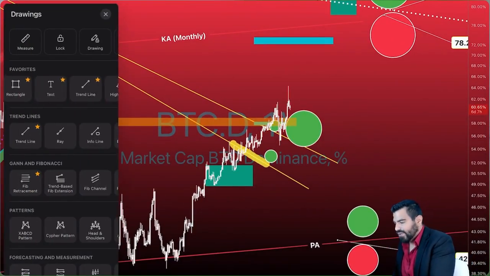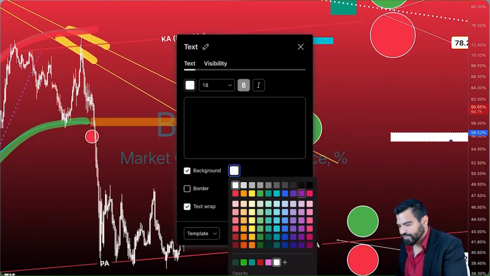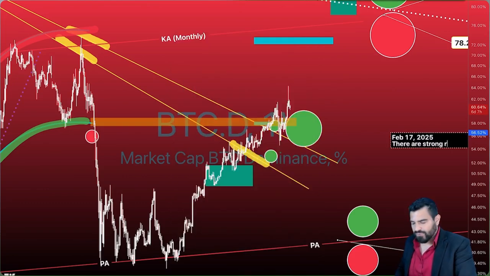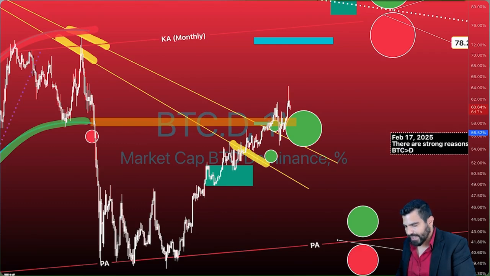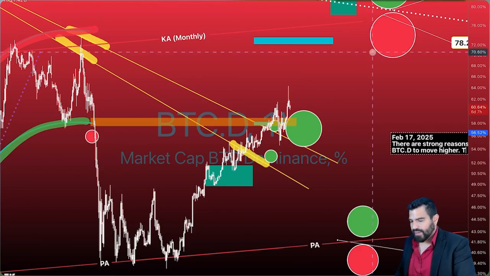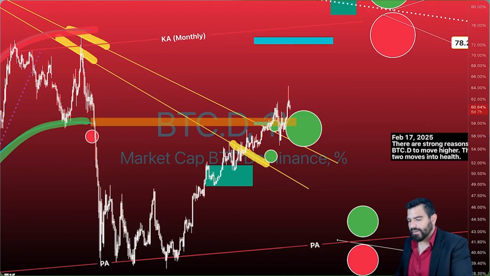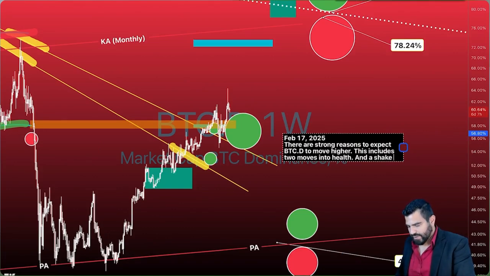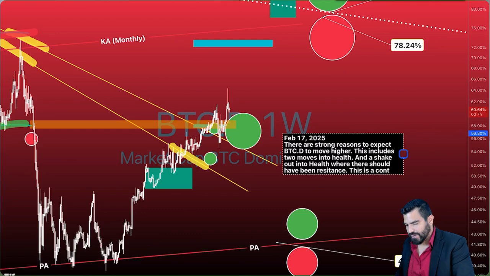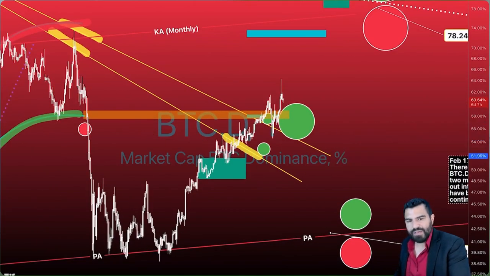Okay. So if we're writing our report real quick, we can see a few things. Let's just add some of this. There are strong reasons to expect BTC.D to move higher. This includes 2 moves into health and a shakeout into health where there should have been resistance. This is a continuation type of indication. Okay, and this is going to mean that the market's going to continue moving higher. All right, so that's something we want to just keep off to the side of our notes.